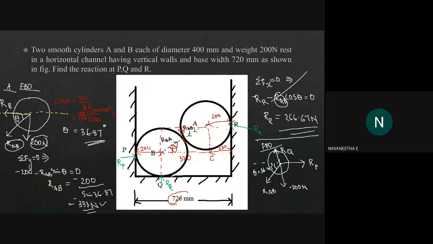Okay, now you have to find out. First of all, you need to find out RQ. Find out the value of RQ. And also you can find out the value of RP. You know the value of RAB. We had already found it in our first free body diagram. From the first free body diagram, RAB is equal to 333 Newton. So put the value here and find out RQ and RP by using sigma fx and sigma fy.